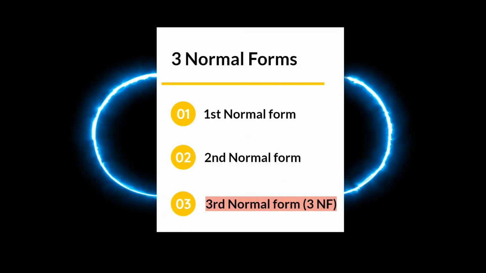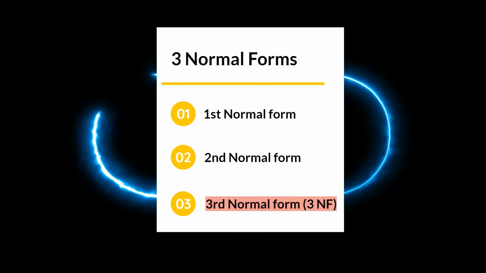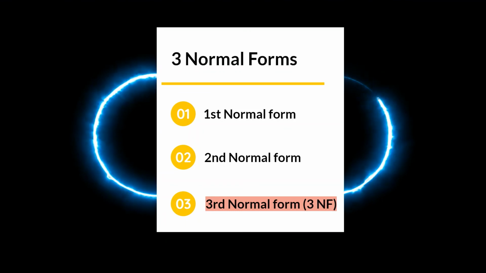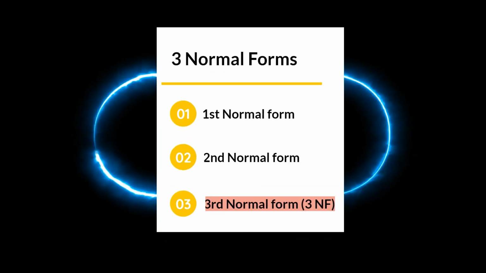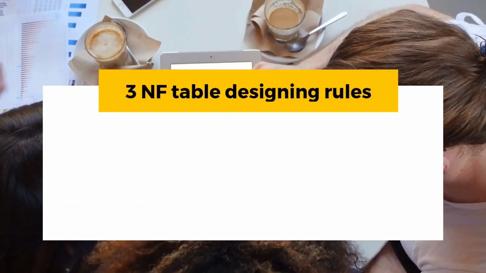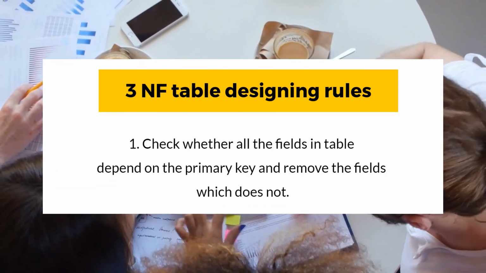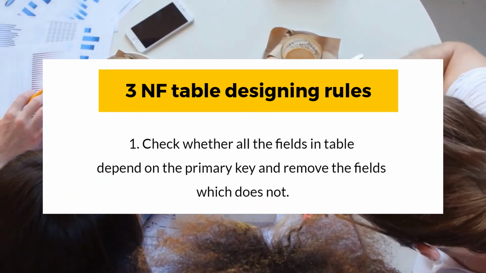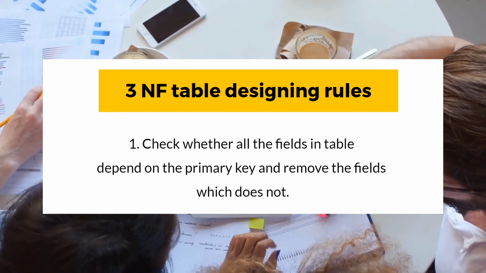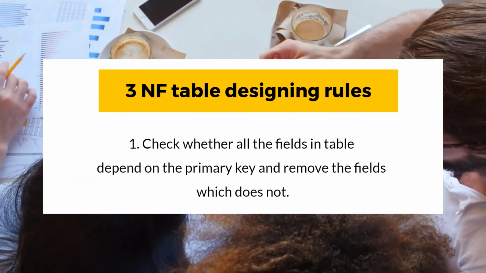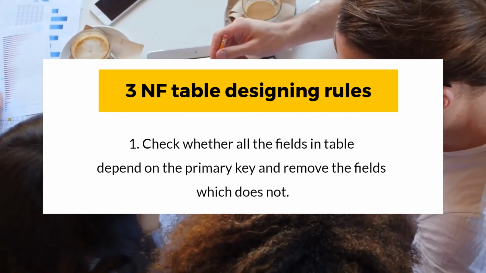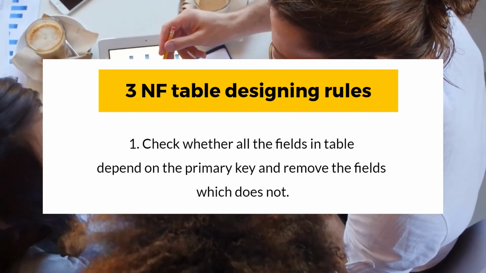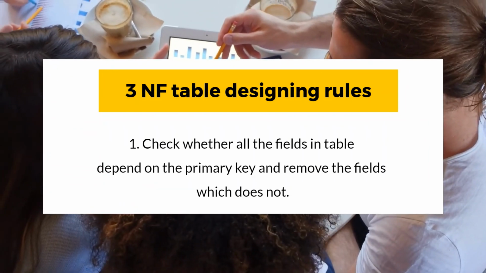Let's learn about the third normal form now. The third normal form table designing rules include: check whether all the fields in the table depend on the primary key, and remove the fields which do not.